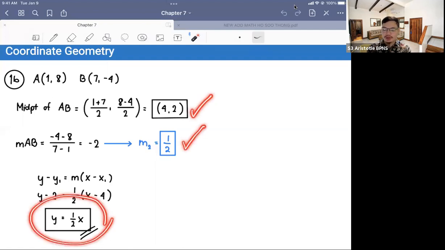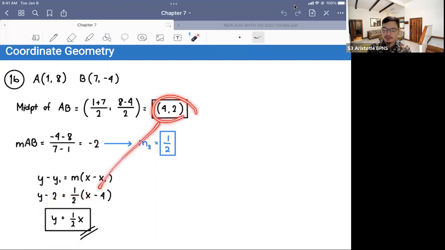So therefore, substituting this for x and y, and then this is your gradient. Simplifying this, you'll get y is equal to 1/2 x. You don't have to put plus 0 there. So this is your final answer for 1B. Any question, class? Okay, so no questions, yeah?